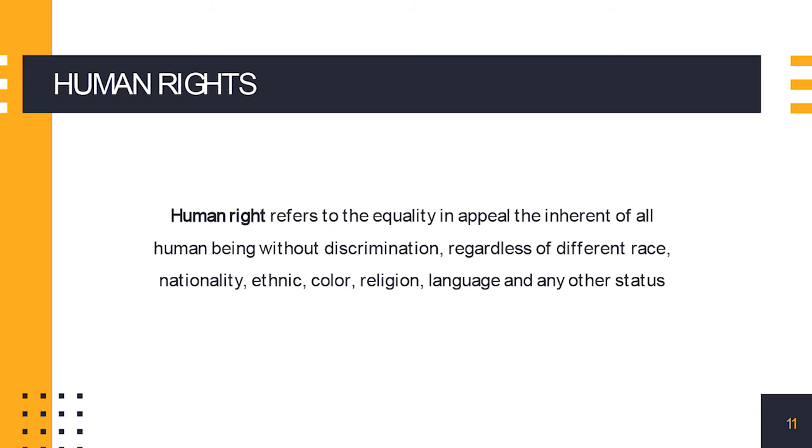Next, we will discuss human rights. Human rights refer to the equality inherent to all human beings without discrimination, regardless of race, nationality, ethnicity, color, religion, language, and any other status. Humans should have empathy for others, and laws should be implemented to respect the human rights of others. It is generally considered that they should not be crossed, except as a result of due process based on specific circumstances. For example, they have killed someone or hurt others and need to be punished for that.